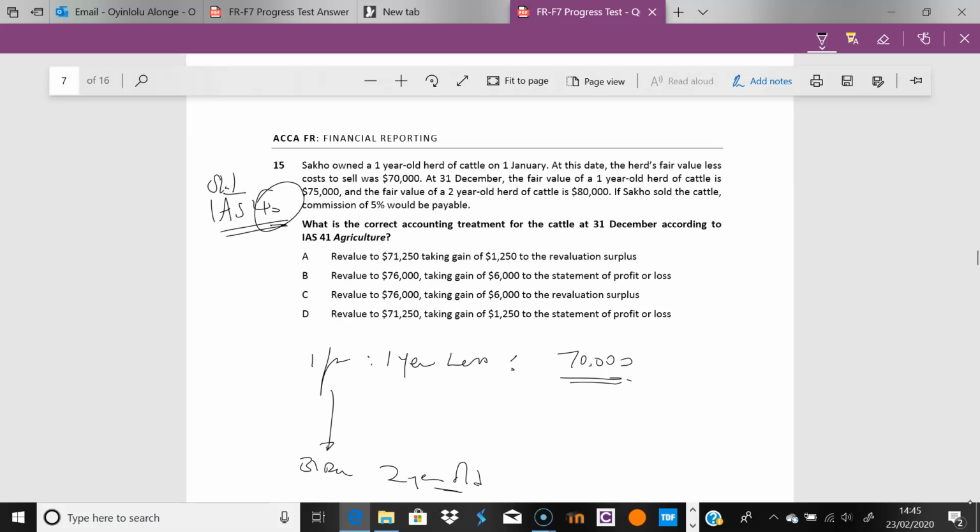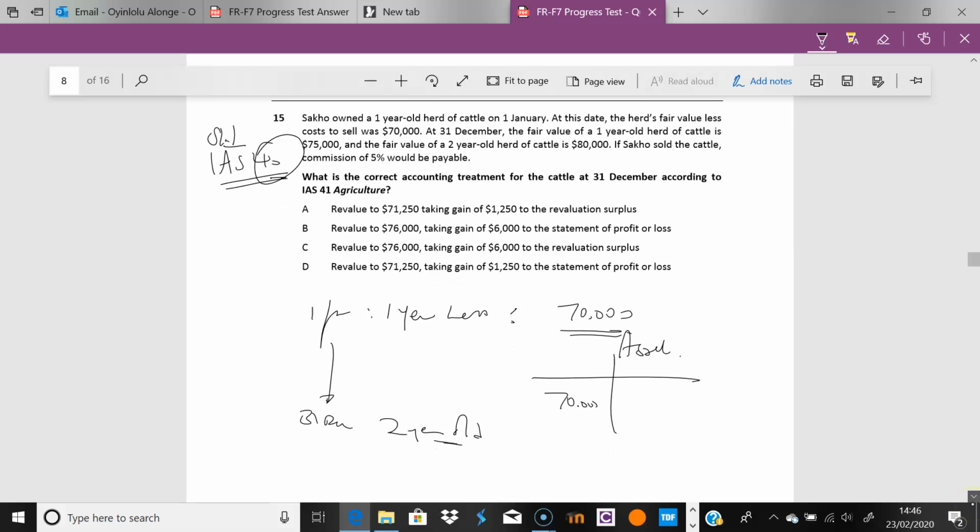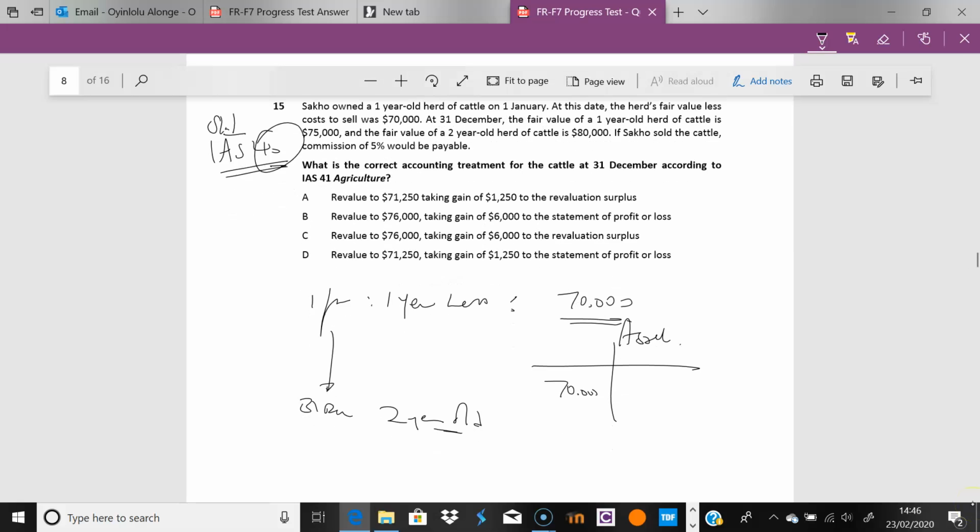In effect, you have this herd currently at 70,000, so that's your asset, and we want to revalue this. The question is, how do we revalue this? It says if Sacco sold the cattle, commission of 5% is payable. Because your herd is now 2 years old, 0.05 times 80,000 is 4,000. So technically, you would have to pay commission expense of 4,000.